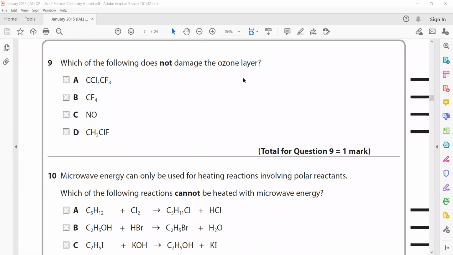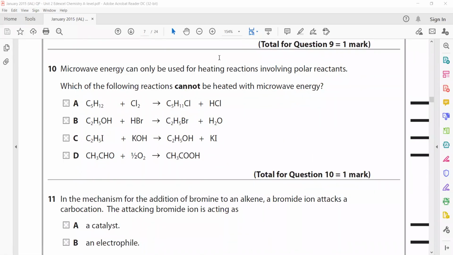Which of the following does not damage the ozone? So the bonds which cannot be broken by UV, that is the carbon and fluorine bond. This one contains a carbon-chlorine bond, and a C-Cl bond can be broken by UV. Oxides of nitrogen can produce free radicals. Carbon monoxide, these all can cause depletion of ozone, but this CF4, which contains carbon and fluorine bonds, cannot be broken by UV, so it will not damage the ozone layer.